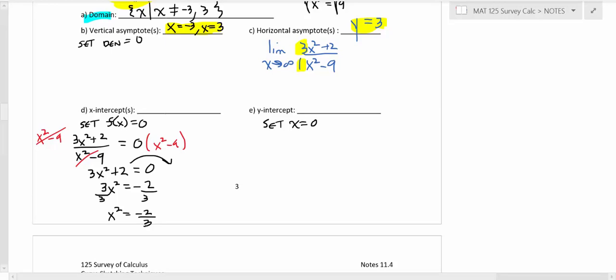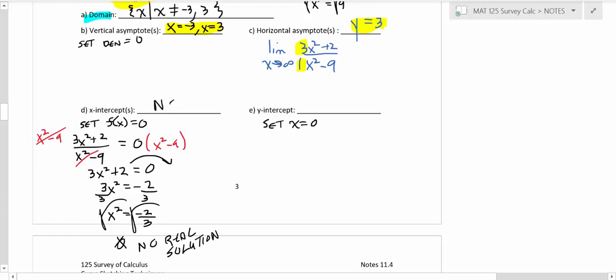Square root of both sides, good. Something weird happens. What happens if you take the square root of a negative number? You don't get anything, so this has no real solution. That just means that we do not have any x-intercepts. The math will tell you that. You don't have to have x-intercepts, and this problem doesn't have any because of that.